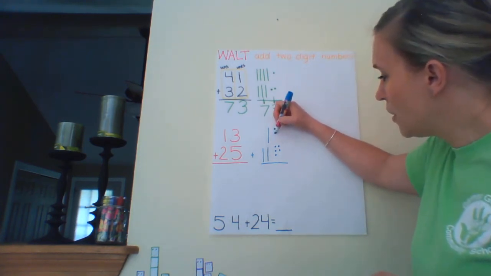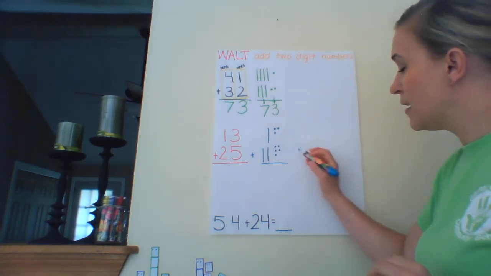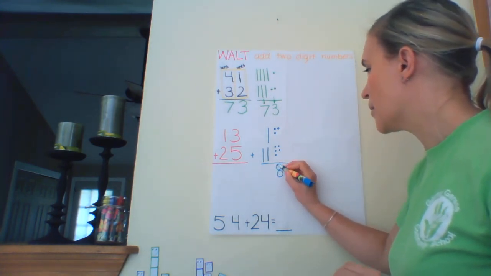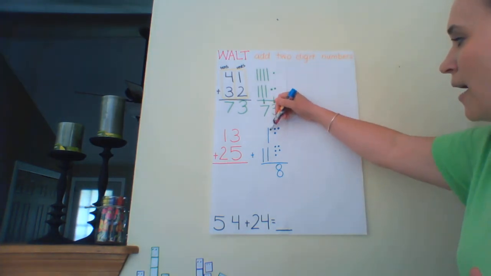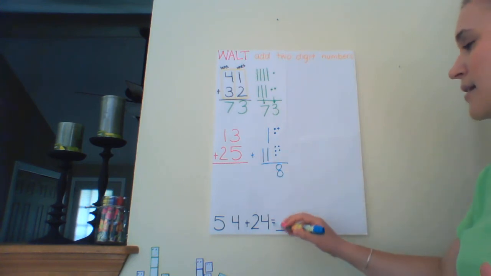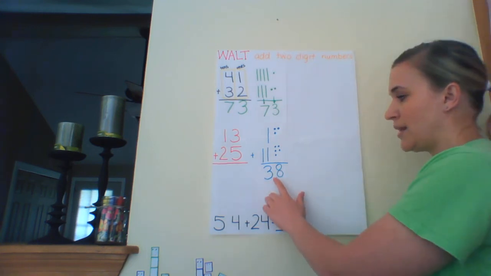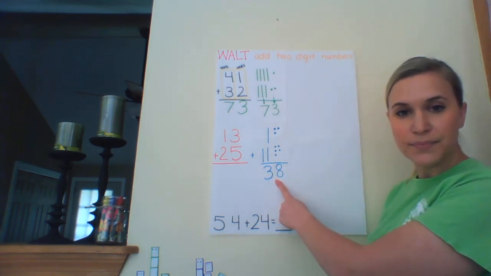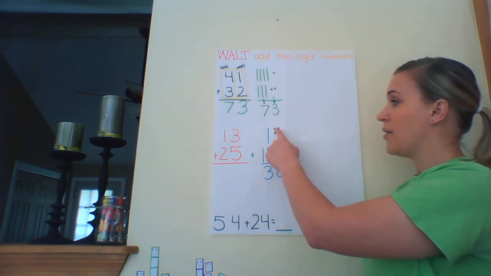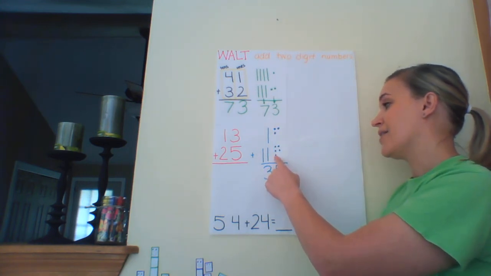1, 2, 3, 4, 5, 6, 7, 8. So right under the ones, I'm going to write the number 8. Now, how many 10 sticks do I have? I have 1 10, 2 10s, 3 10s. Does anyone know what this number is? Let's count. 10, 20, 30, 31, 32, 33, 34, 35, 36, 37, 38.